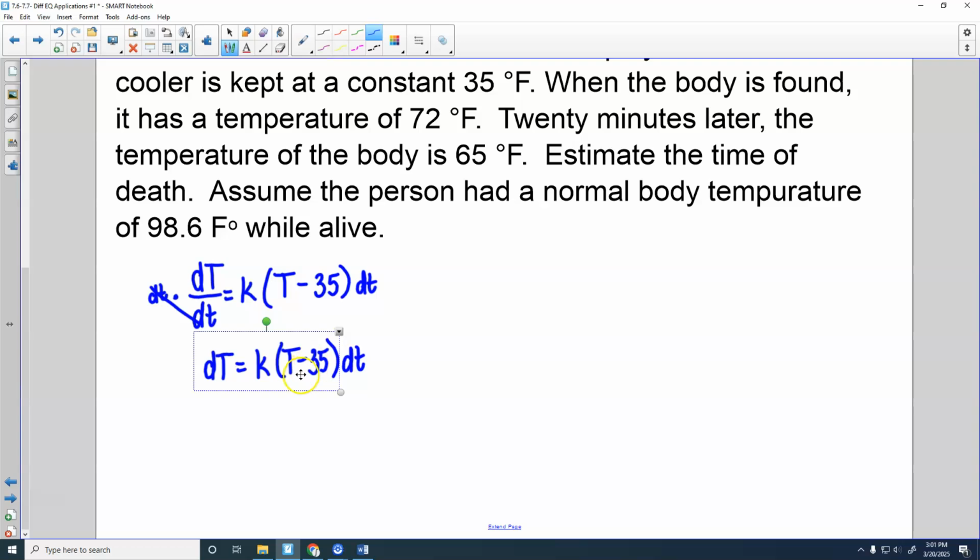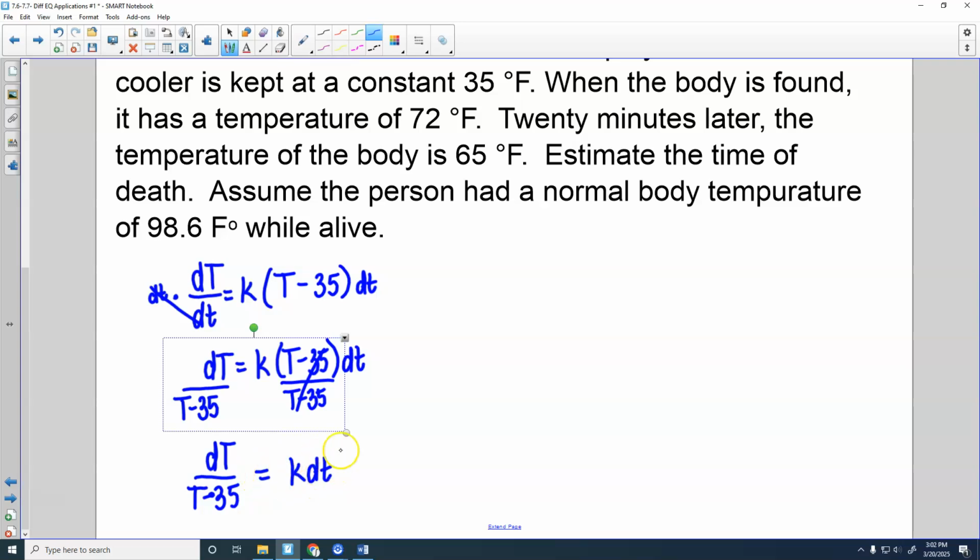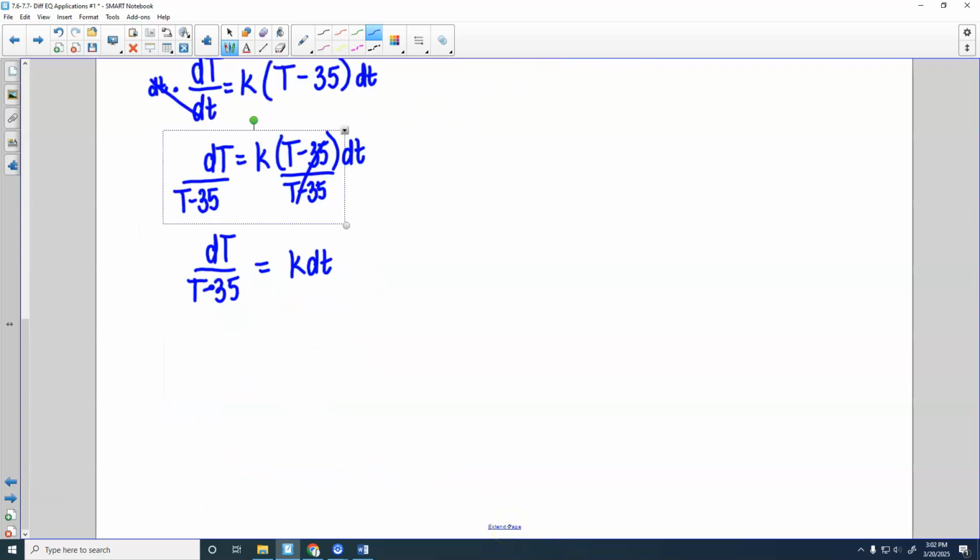Okay, my variables are not separated because I got this capital T over here. What do I need to do? Divide by that T minus 35. So I've got dT over T minus 35 equals just k dt. Remember here, just like the one we just did, k is not a variable, right? So your variables are separated. k is a constant. So capital T and lowercase t are your variables. Everything's separated. I need to integrate.